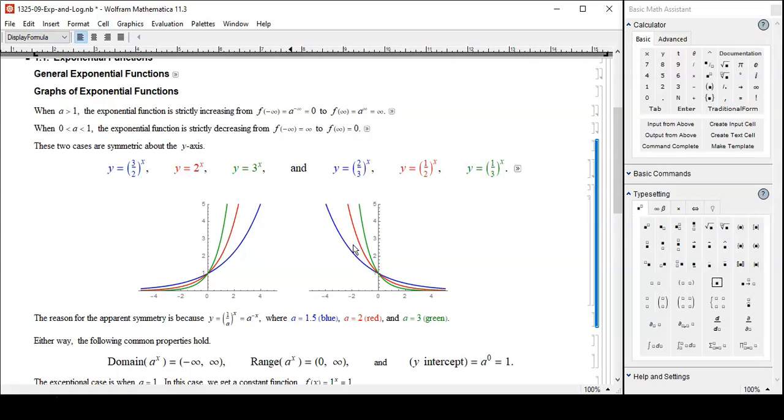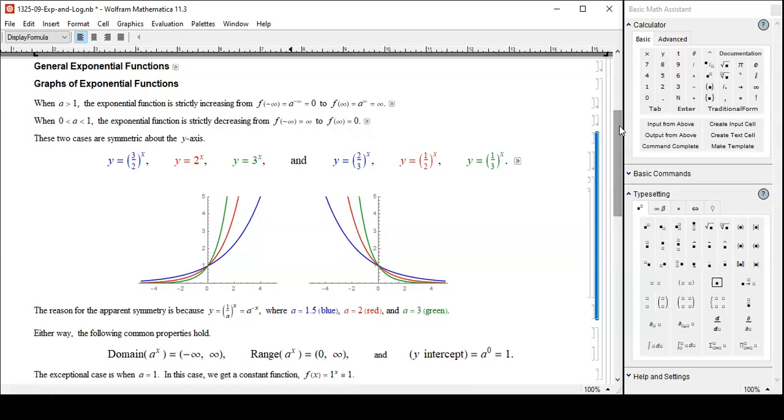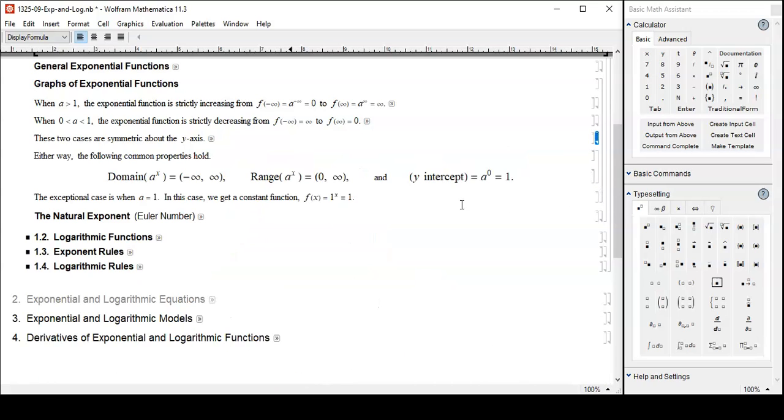So that's the range. And the y-intercepts are all 1. We talked about it already. A to the 0 power means repeated multiplication of 0 times, so no multiplication at all, so it stays at 1. In an exceptional case, 1 to the x power, we have constantly 1. That's an exceptional case.